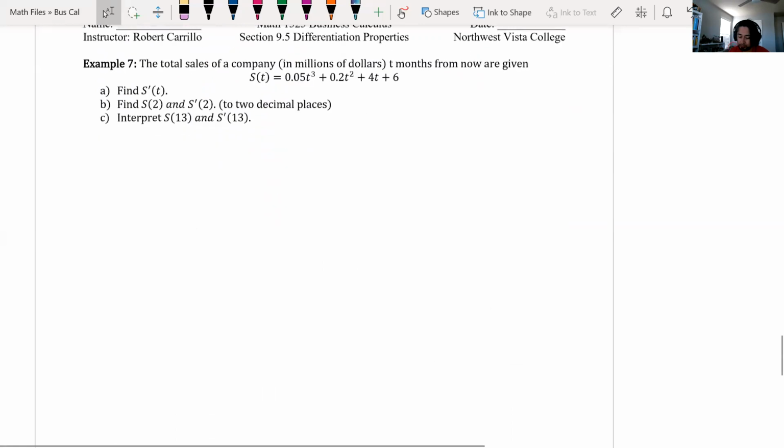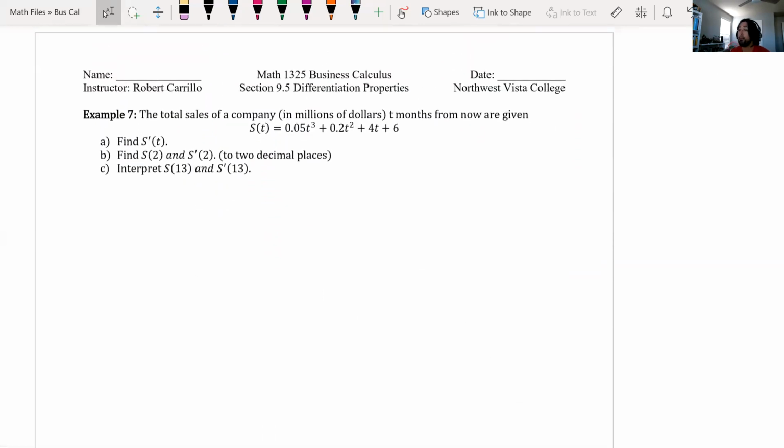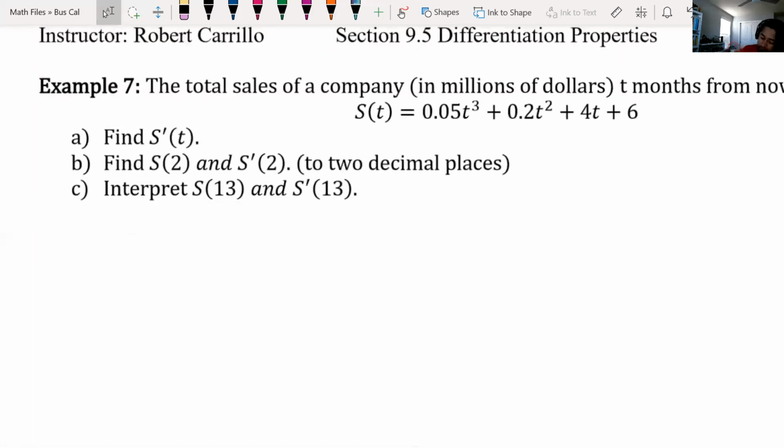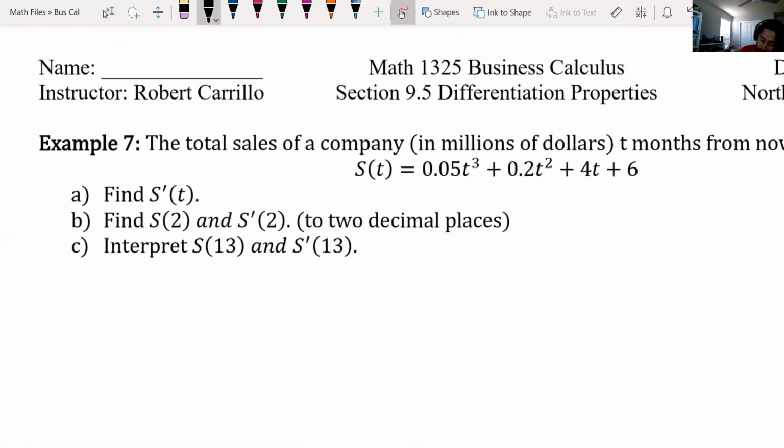Example 7. The total sales of a company in millions of dollars, t months from now, are given by the function S of t equals 0.05 t cubed plus 0.2 t squared plus 4t plus 6. Step A says find S prime of t. So this says find the derivative. So we'll start with that. We'll start with step A.